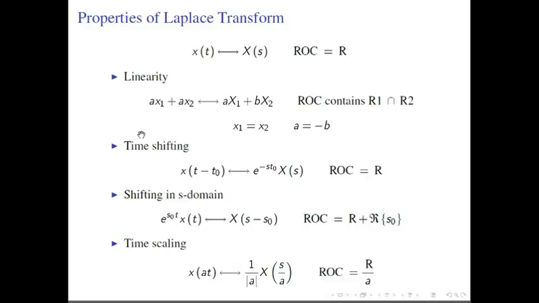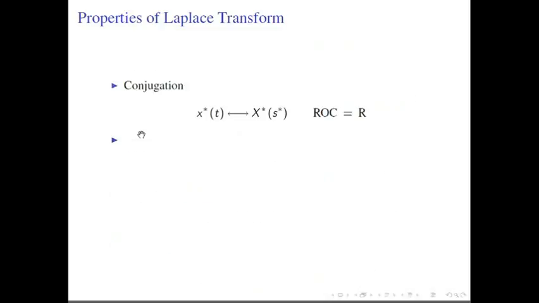The next property is time scaling. If I multiply the independent variable t with a scalar a, then the Laplace transform will become 1 upon mod a times X of s upon a. In this case, your ROC gets scaled by the value a, or it will be R divided by a.